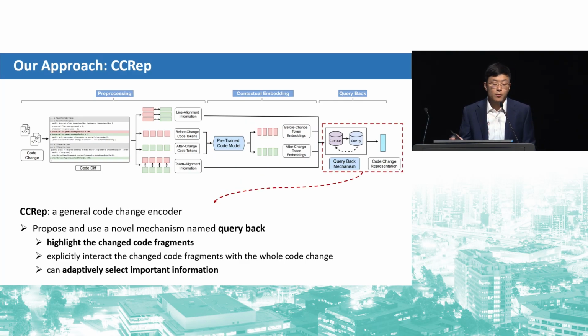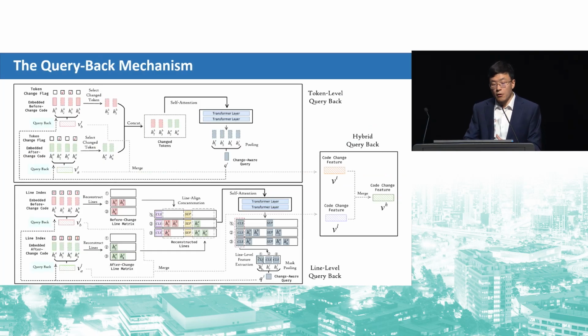And finally, we propose and use a novel mechanism named query back. Query back will highlight the changed code fragments, and it can adaptively select important information by explicitly interacting the changed code part with the whole code change. So how can the query back mechanism do this? This figure presents the overall framework of the query back mechanism.